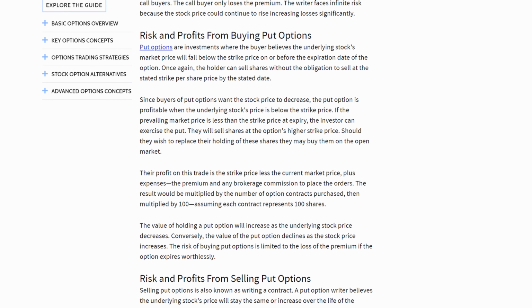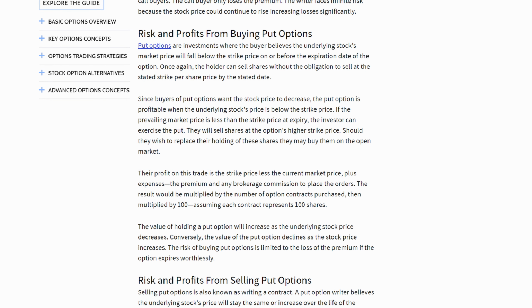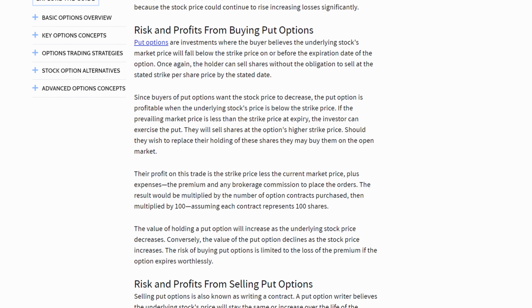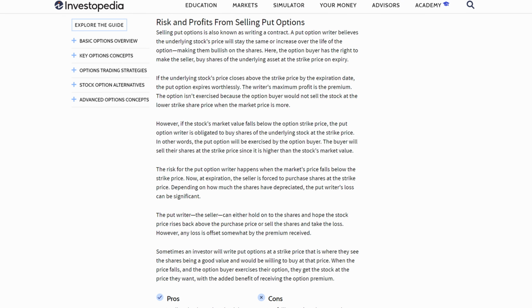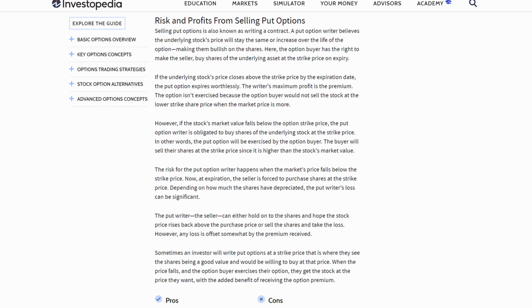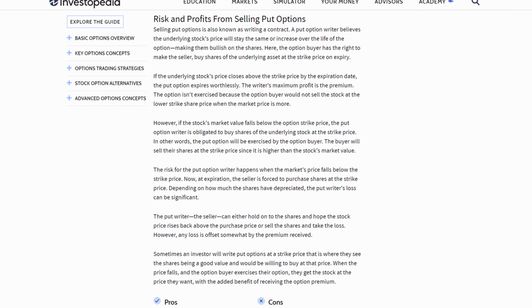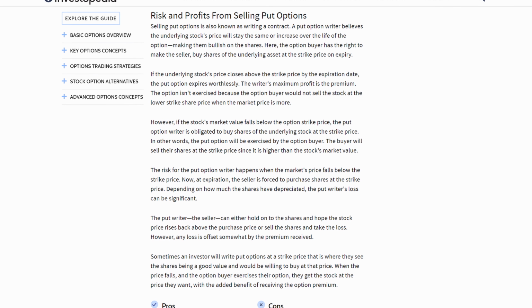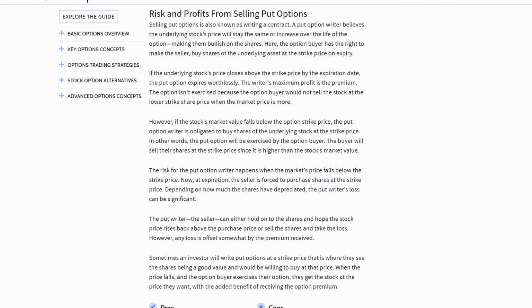In summary, the value of the put option increases as the stock price decreases, while the value of the put decreases if the stock price increases. As for writing the put option, the writer believes the underlying stock price will stay the same or increase. On the other side of this table, the option buyer has the right to make the seller buy the shares of the underlying asset at the strike price on the expiry.